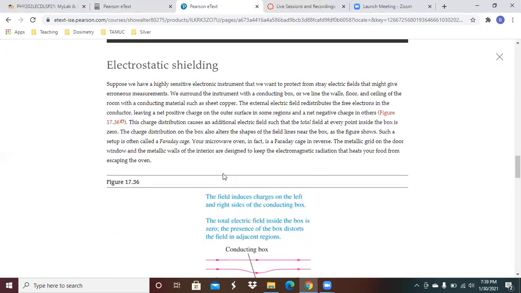So that's a lot of the description here. Now, here's some interesting stuff, electrostatic shielding. Suppose that we have a highly sensitive electronic instrument that we want to protect, or it could be anything else, from stray electric fields that might give erroneous measurements. We're going to surround the instrument with a conducting box, or we line the walls, floor, and ceiling of the room with a conductor, such as copper. The external electric field redistributes the free electrons in the conductor, leaving a net positive charge on the outer surface in some regions and a net negative charge in others.